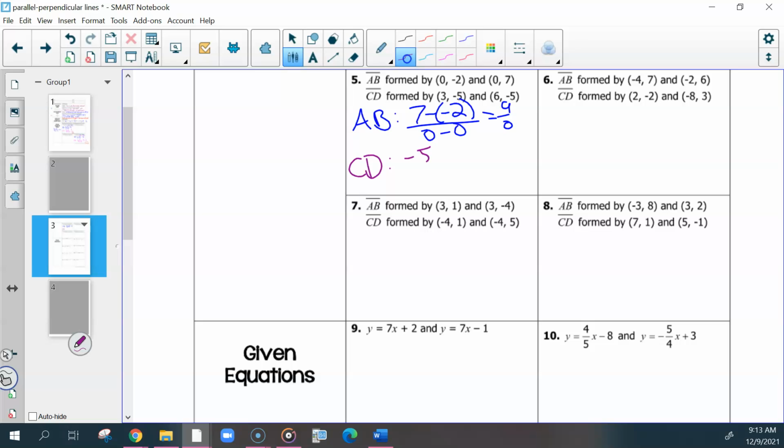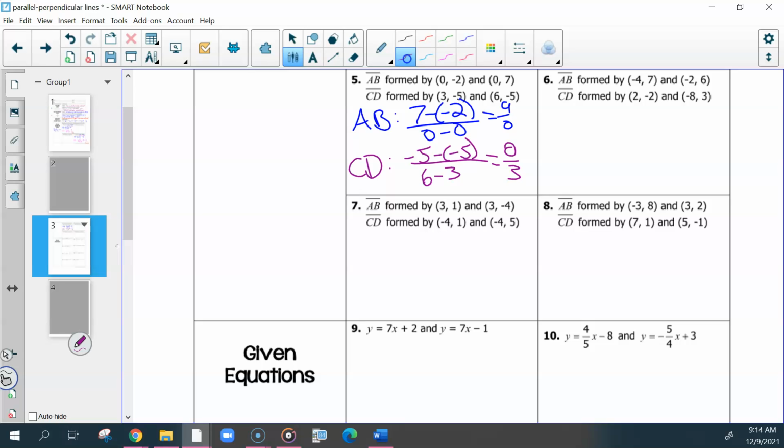CD, we have -5 minus -5 over 6 minus 3, or 0 over 3.